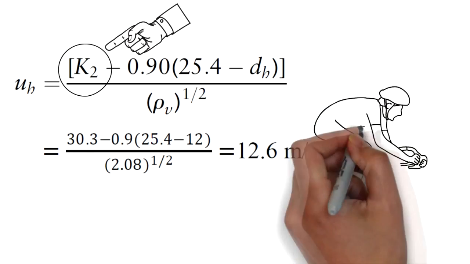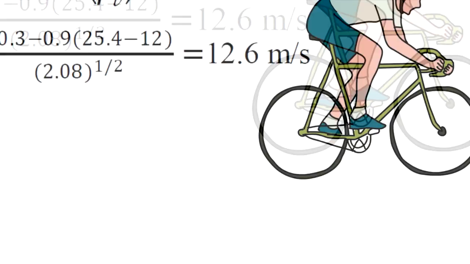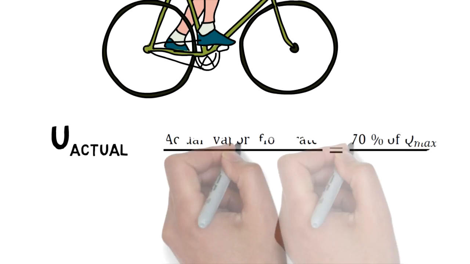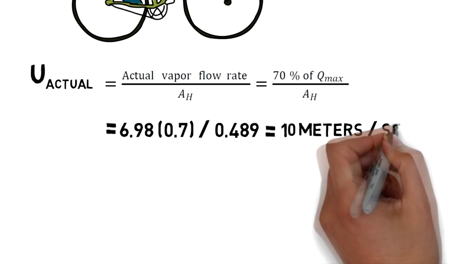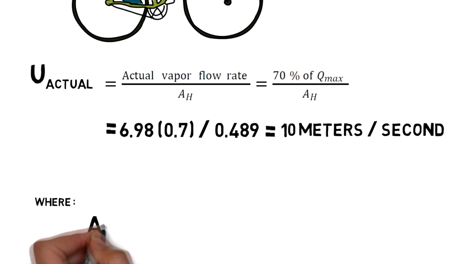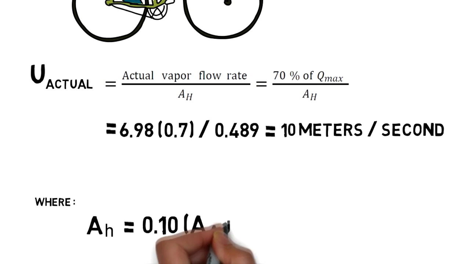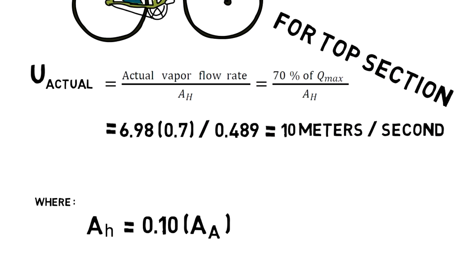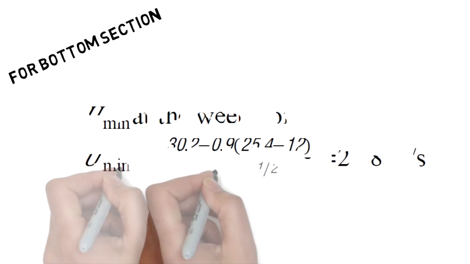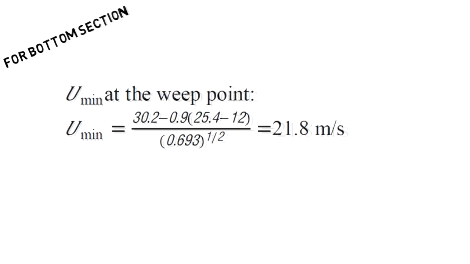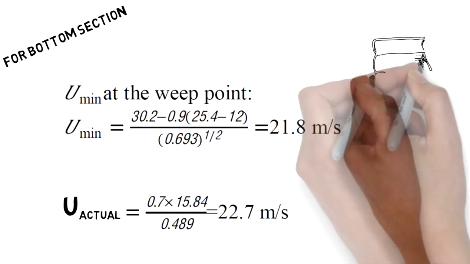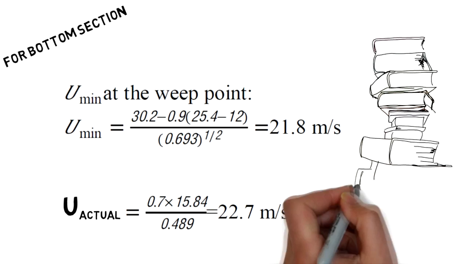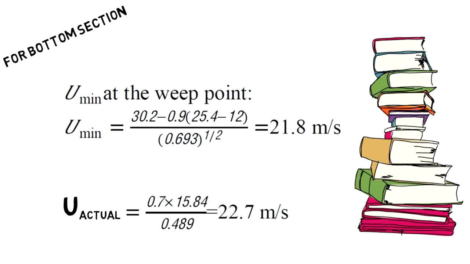The actual vapor velocity should be greater than this. So to compute the actual vapor velocity, we divide the actual vapor flow rate by the hole area, and we have 10 meters per second for the actual vapor velocity. Doing the same for the bottom section, finding the minimum vapor velocity and the actual vapor velocity, we obtain that the actual vapor velocity is greater than the weep point velocity. And that is what we want.